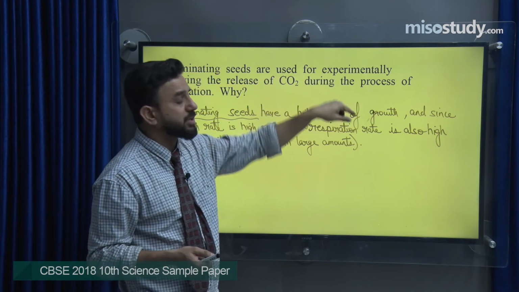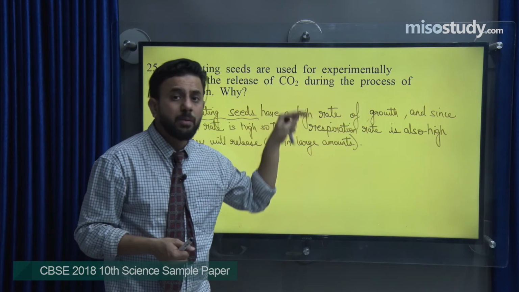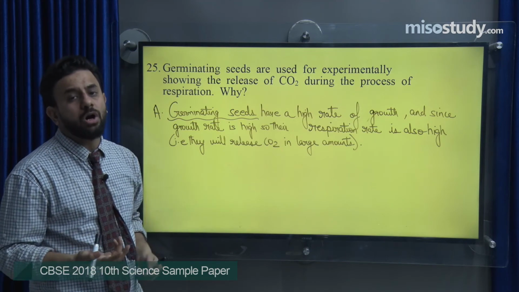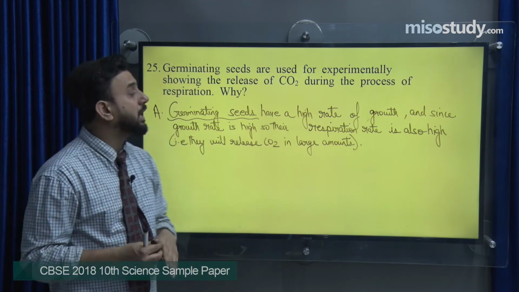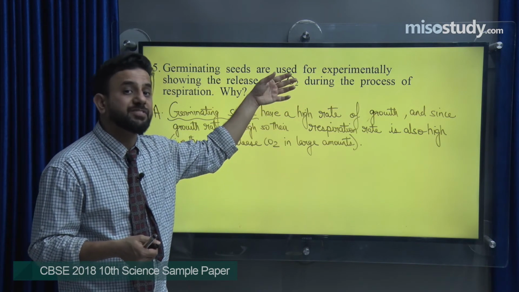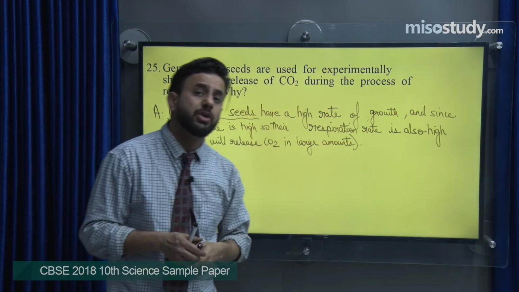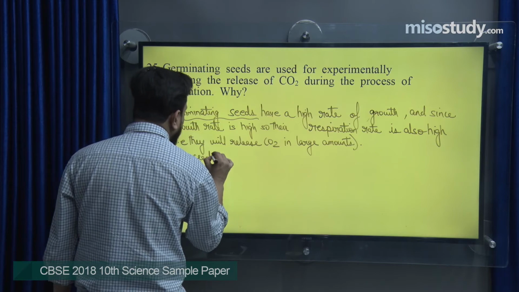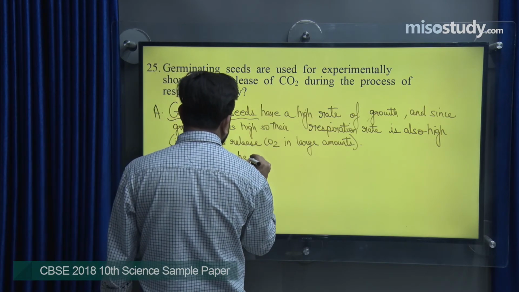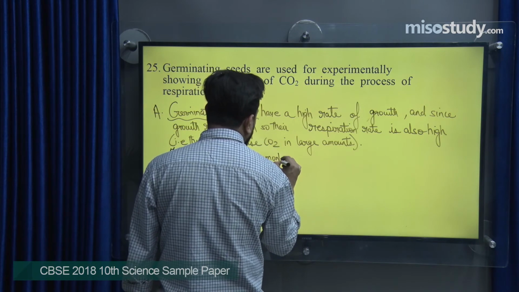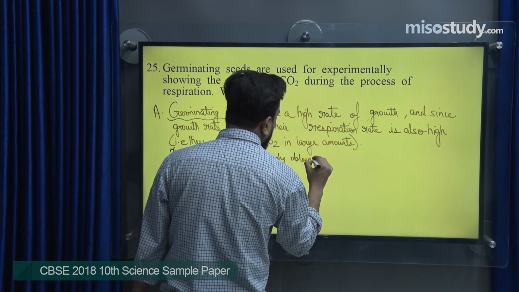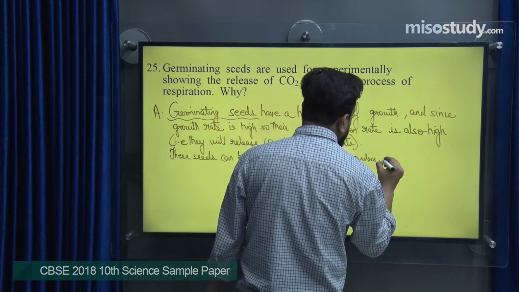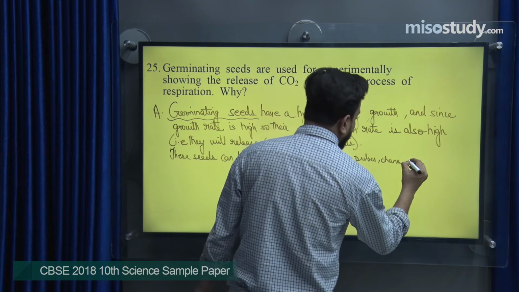using these germinating seeds for experimentally showing the release of CO2, because since the growth rate is high, the respiration rate will also be high, and respiration rate means what? CO2 will be given out, oxygen will be taken in, and hence we want to see the release of CO2, and that is why these germinating seeds are used. Also, these seeds can be commonly obtained using pulses, chana, moong, masoor and all that, etc.